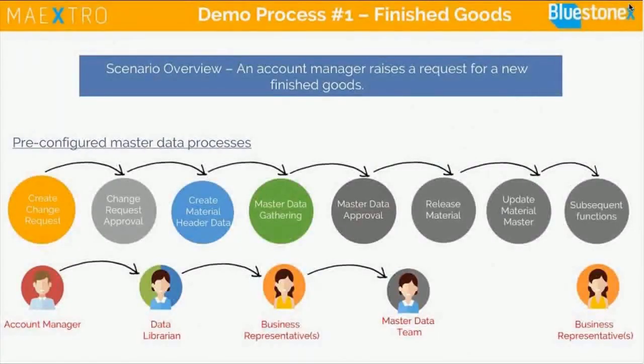The bit we're going to run through today is quite a typical one, to be honest with you. I'm going to start with a request coming in for a new material, and in this example, it's an account manager raising that request. Then typically a data librarian would pick that request, view it and approve it, and then through stages of gather data.